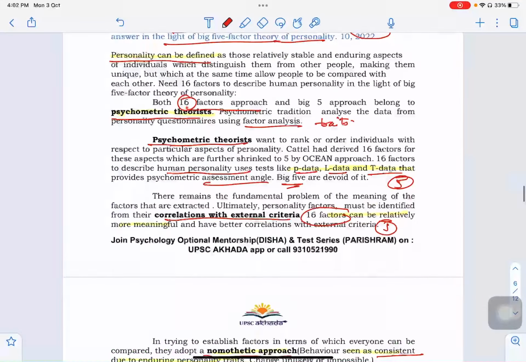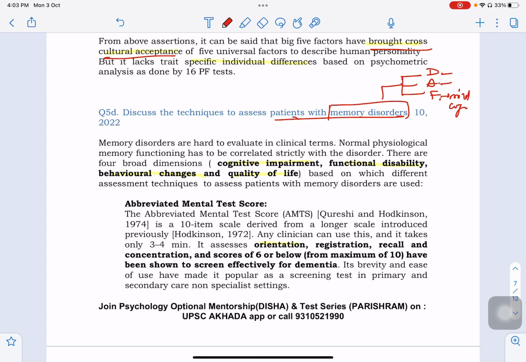And moving to the next question, 5D. Discuss the techniques to assess the patient's memory disorders. So it being in paper 1, we can say it's from the memory chapter. So memory disorders, इसको हम basically 3 aspects में देख सकते हैं. One is dementia, another is amnesia, and the third one is simple forgetting. It is a little mild cognitive aspect. These are severe cases of memory disorders.